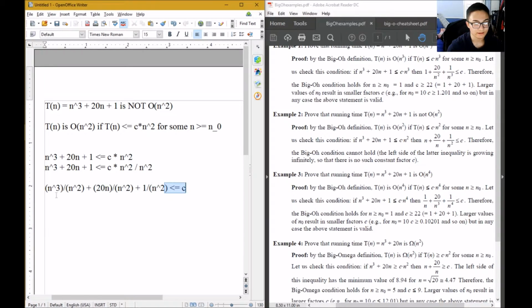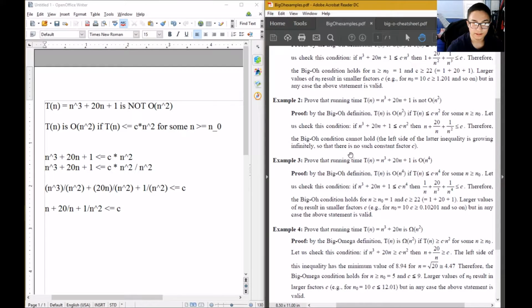Then we can just, this is just a simplified version of this. So then this would be equal to n plus 20 over n plus 1 over n squared less than or equal to c. Therefore, the big O condition cannot hold. The left side of the latter inequality is growing infinitely. So why would that be? Because there's an n, right?